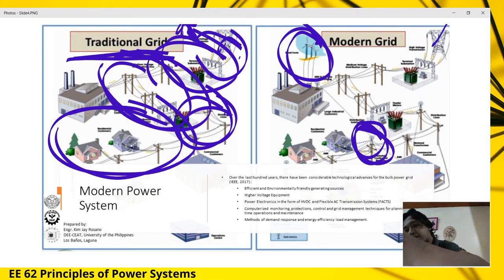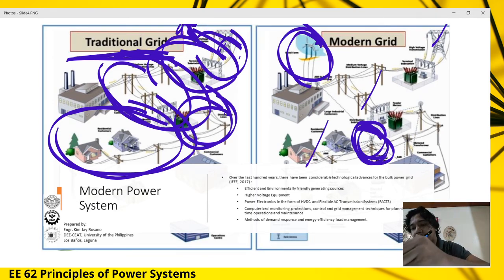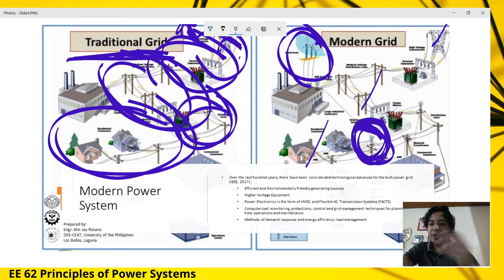Aside from these three, of course, yung generation nandun yata sa taas, then distribution and users. Aside from those major components, you now have a way to control the system. So this is, I guess, because of yung ating technology, power electronics. Nagkakaroon na tayo ng way para i-control yung ating protective devices, yung ating equipment within the system.